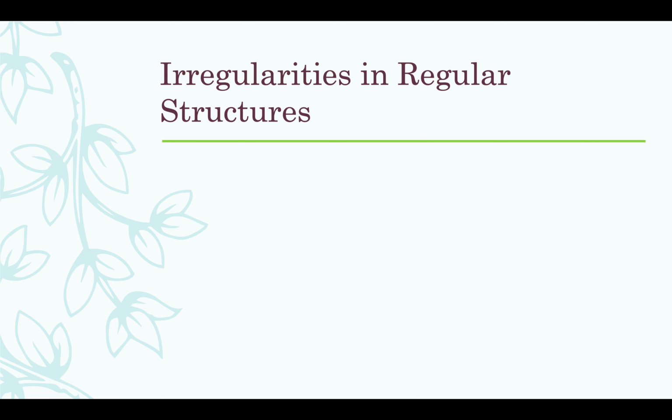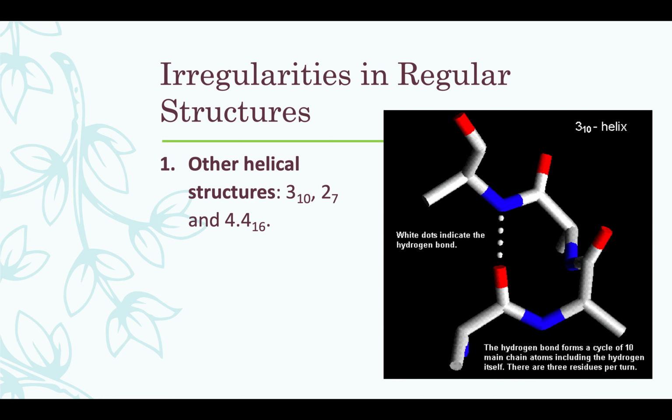Okay, let's move to the irregularities in the regular structures. There are other helical structures found in proteins. These are often found in shorter stretches than with alpha helix na alam natin. And they sometimes break up the regular nature of the alpha helix. So the most common here is the 3 sub 10 helix, which has 3 residues per turn and 10 atoms in the ring formed by hydrogen bonds. Same with 2 sub 7 and 4.4 sub 16, they follow the same nomenclature.